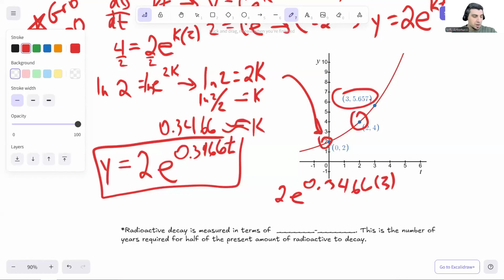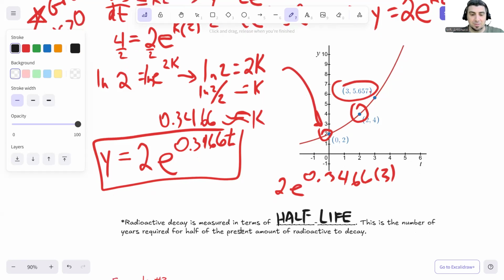So the next thing we want to talk about is radioactive decay. This is measured in terms of what we call half-life. And that's the number of years required for half of the present amount of radioactive material, whatever it is, to decay. All right, so like if the half-life was 10 years and you had 50 grams originally, after 10 years, there would be 25 grams left.